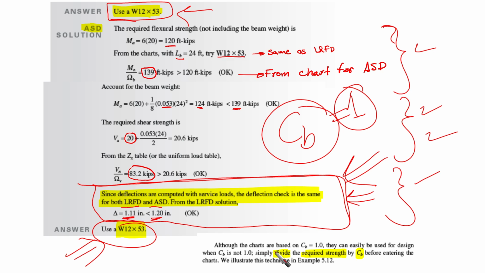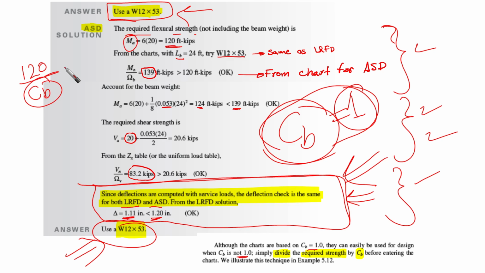Although the charts are based on CB equal to 1, they can easily be used for design if CB is not equal to 1. If we have a CB that is larger than 1, then we can use this. How can we use it? Simply, whenever we design, we can use the design strengths. For example, this is the required flexure strength, here 120. It is going to be divided by CB, and then we go to the charts with this value, which is going to be 120 over CB.